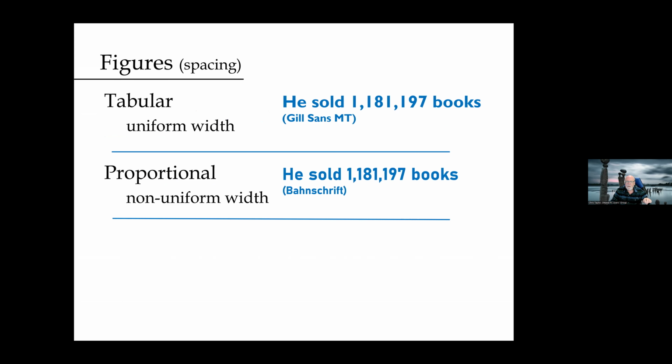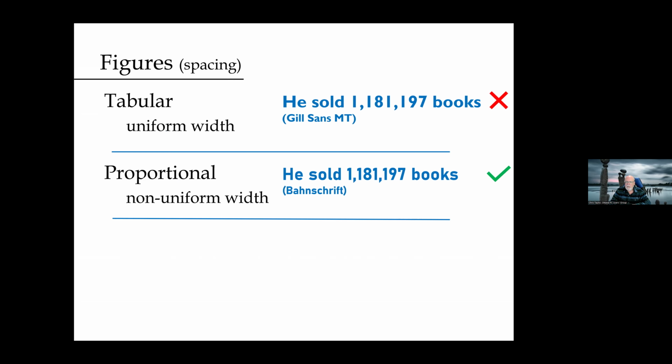You can also have spacing differences. So you can have tabular, where you have uniform width for all of them. So it's like you're writing in Courier or something like that. Gill Sans MT is an example there. Or you can have proportional, where they're different widths depending on the width of the numbers.